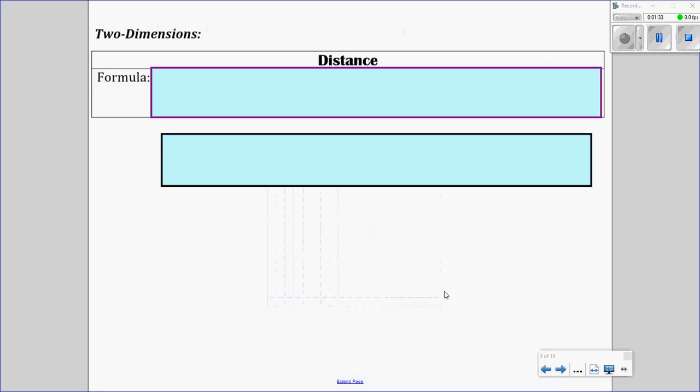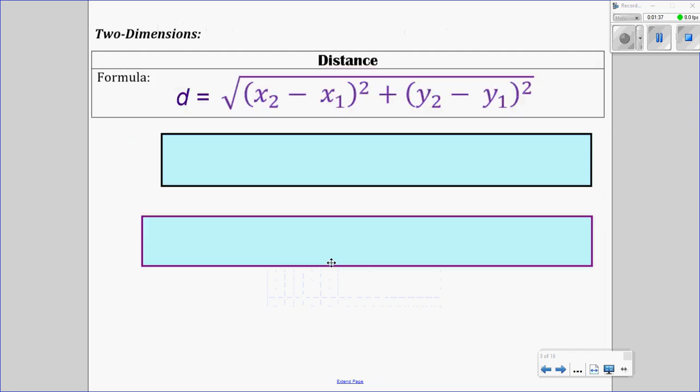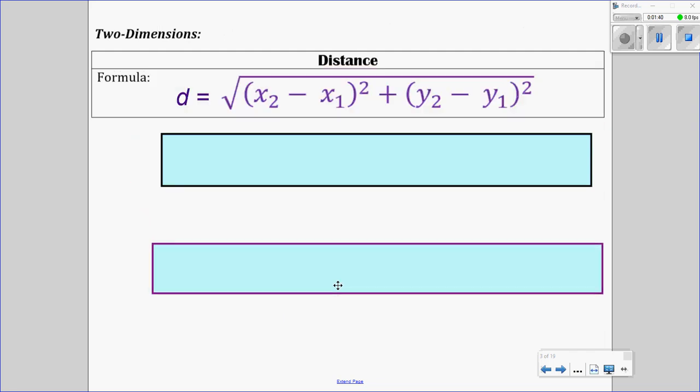So the formula for distance is d equals the square root of x2 minus x1 squared plus y2 minus y1 squared. That sounds like a mouthful. That's a lot. But this is the formula.